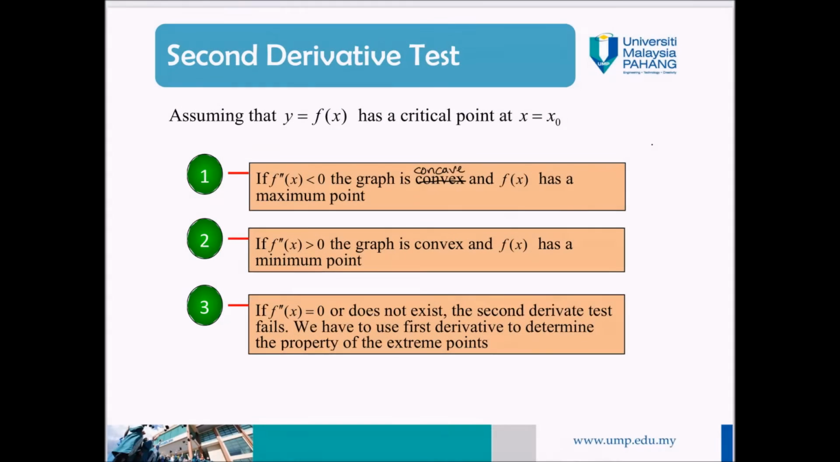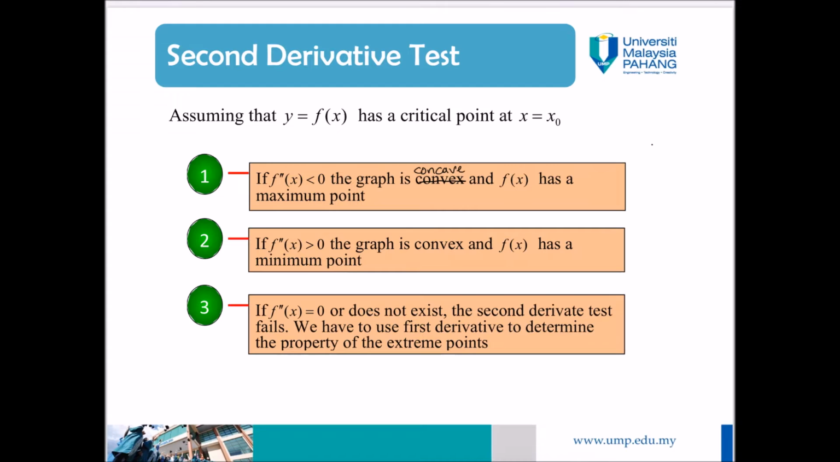Okay, hello students. So in this video we will learn how to determine the maximum and minimum point using second derivative test. Okay, so assuming that y equals f(x) has a critical point at x equals x naught, we have three conditions.